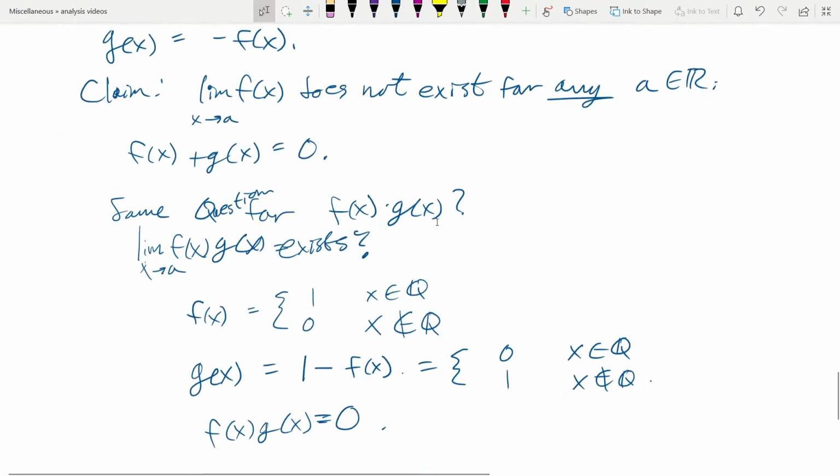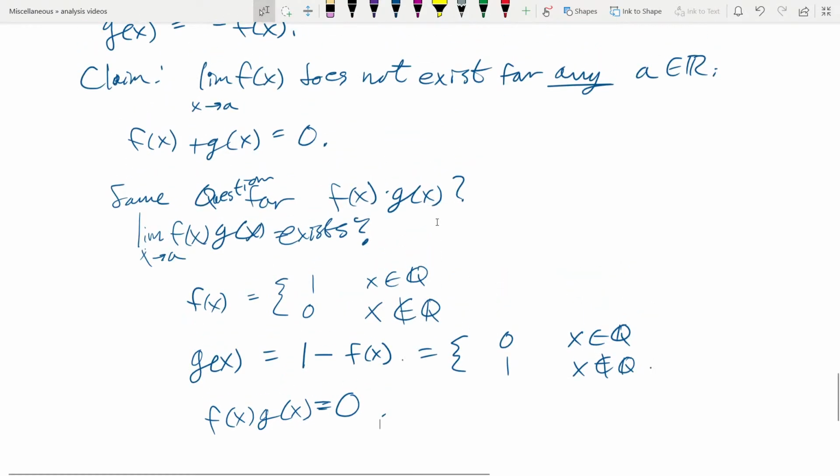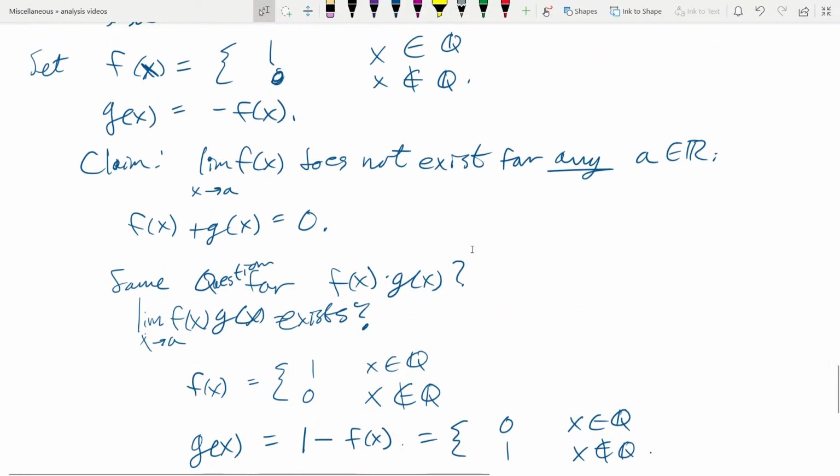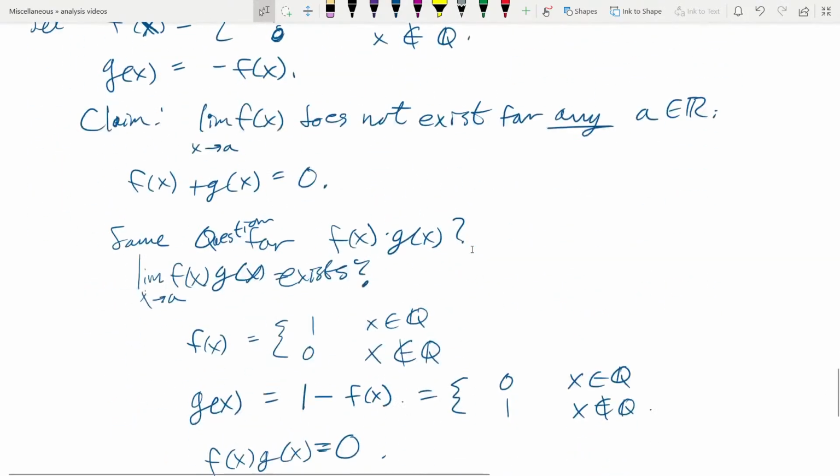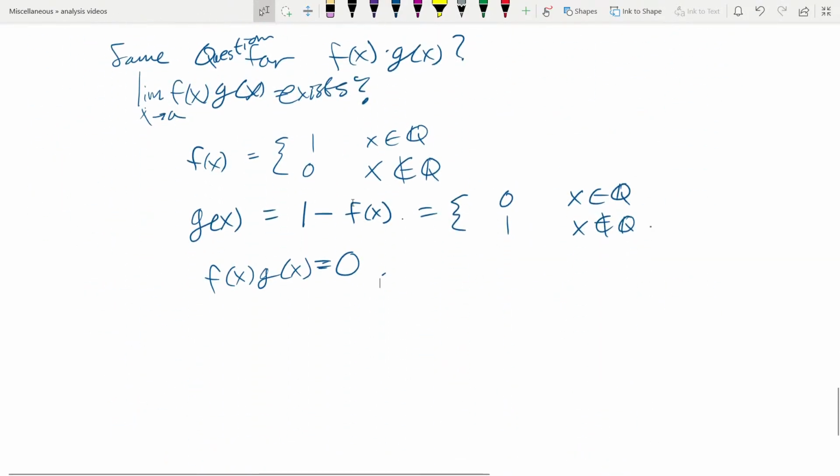So the product can be well behaved. I mean, sometimes it's not. It's usually probably not. But the point is, there is an example where you have really badly behaved functions whose product is very nice.